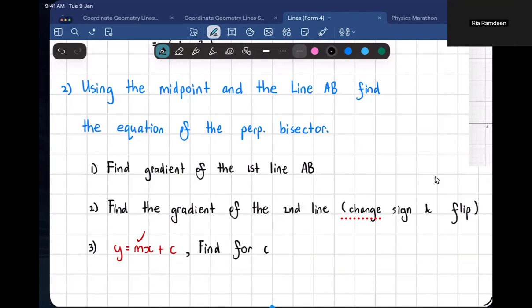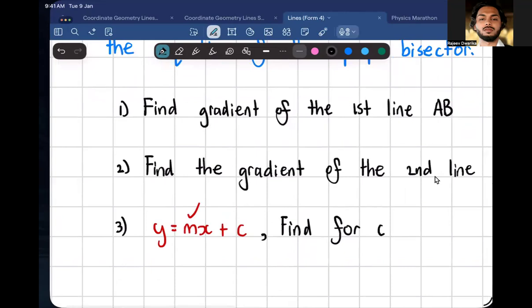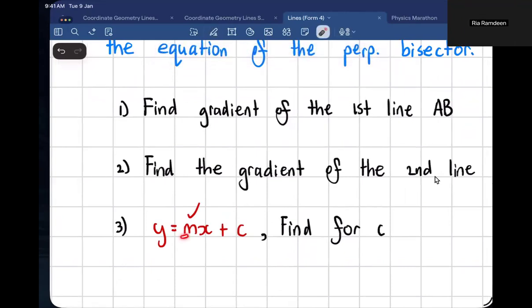And how would I find for c? Do you remember how we found for c in the last class? It's not coming to me. Okay, think about it like this, right, Ria? If we know what the gradient is, and we know what y is, and we know what x is, can we make c? Say that again? No, I didn't hear it just now.